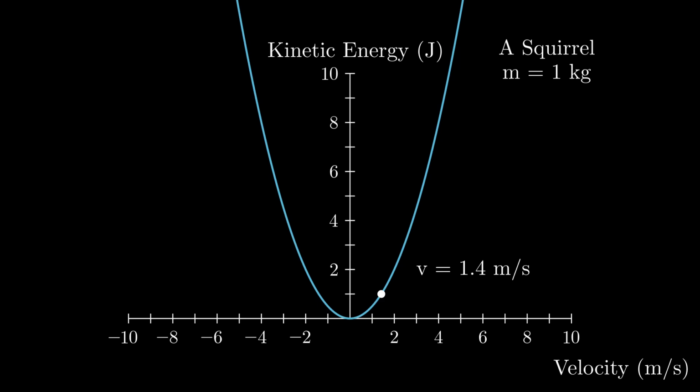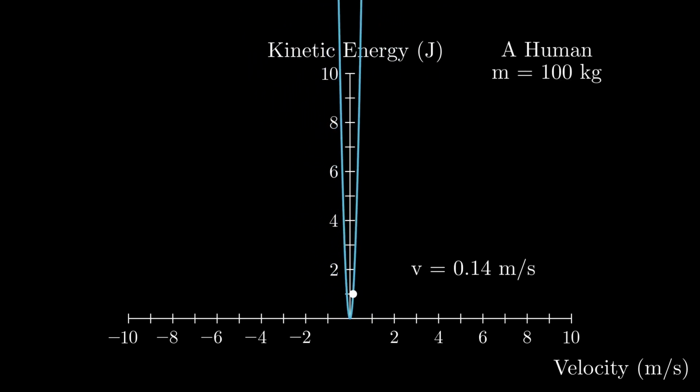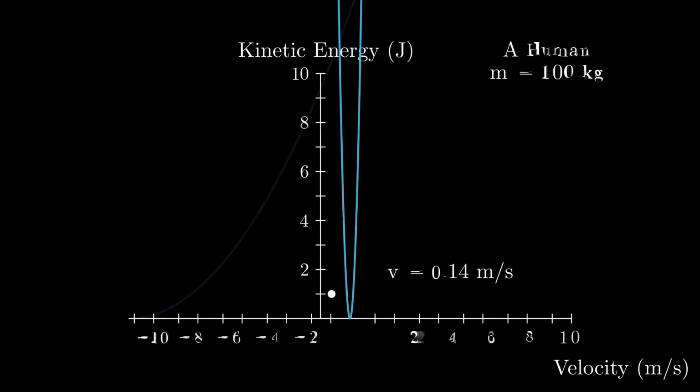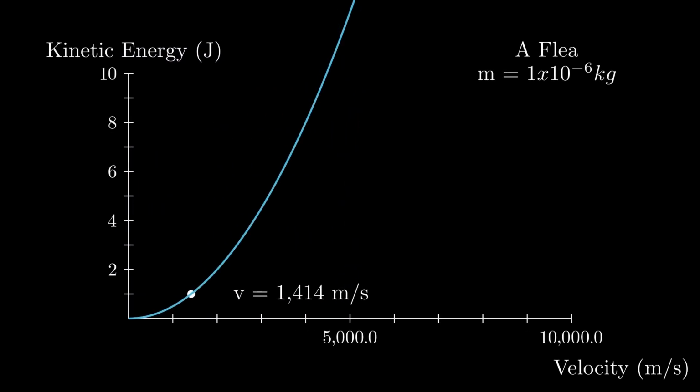A human? It's actually pretty slow for a human, like a slow pace across a room. A flea? It's already insane for a tiny flea that you can barely see. If a flea had 1 joule of kinetic energy, it would move faster than Mach 4. So it's clear that atoms and molecules aren't in the business of dealing in 1 joule increments.